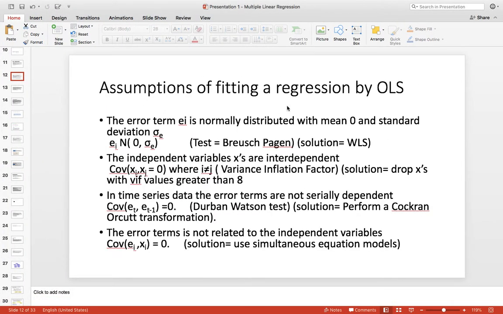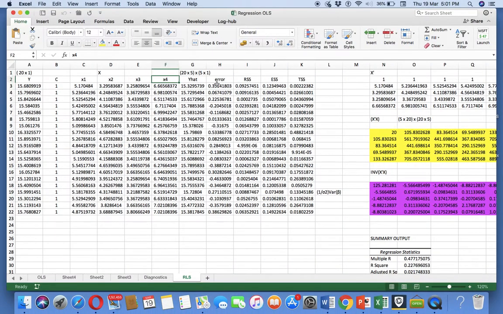Coming to fitting a regression line by the method of ordinary least squares, the error term should be normally distributed with mean 0 and standard deviation sigma e. This is the mean sum of squares due to error. This is tested using the Breusch-Pagan test, and the solution is weighted least squares. Now to go back to the data.